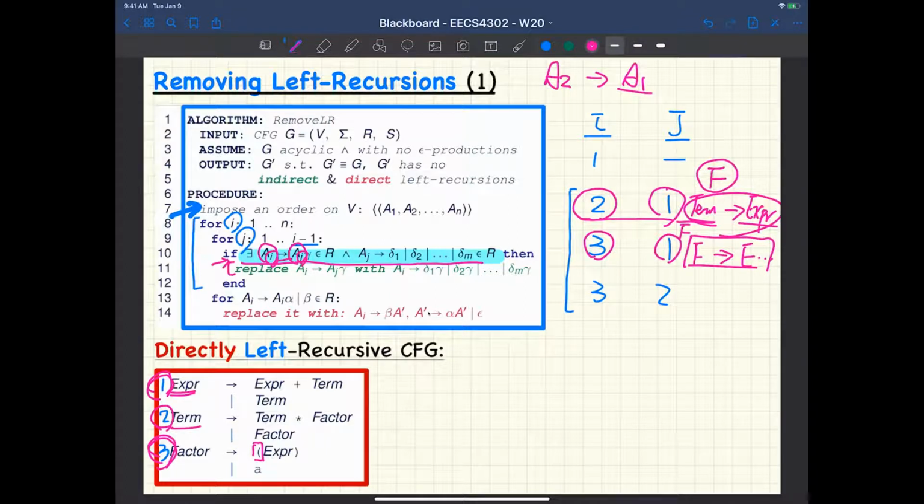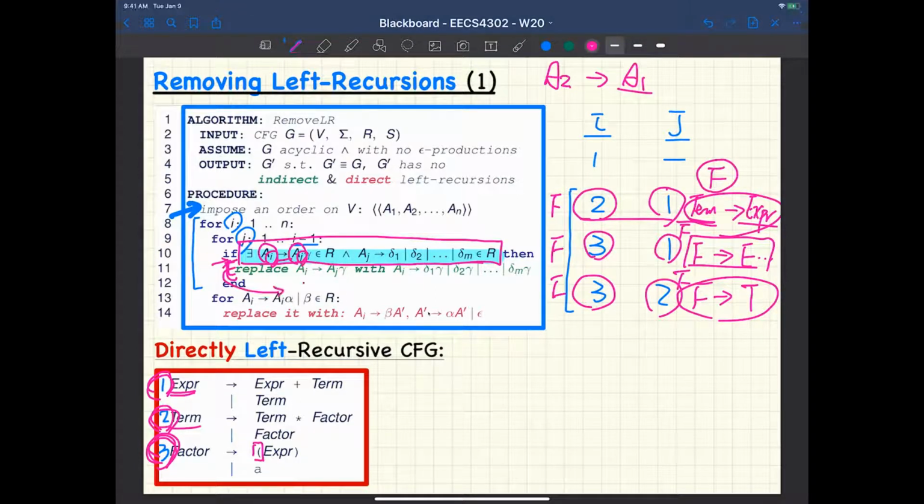So now if I got 3 and 2, that means I'm looking for 3, which is factor, produces, and also 2, term. Do I have anything that's factor produces term? I don't, right? Okay, in that case, that will also be false. So for all the 3 iterations, I will get false for this particular condition. So this part here is not executed at all, because there's simply no indirect left recursion for this particular grammar. Any question about this? Yes?